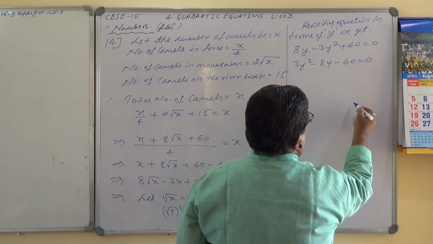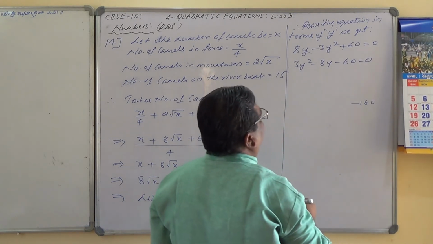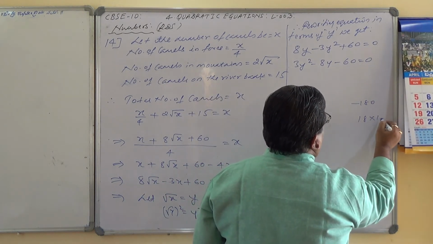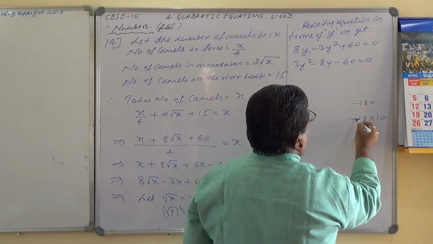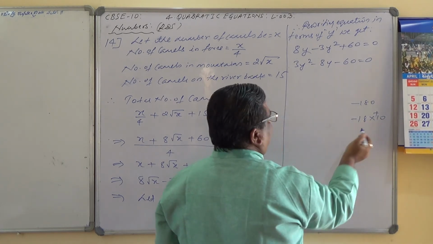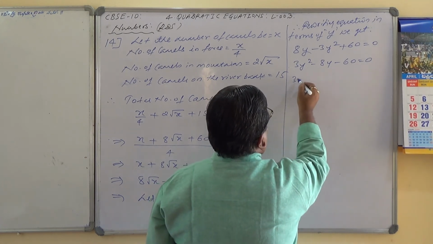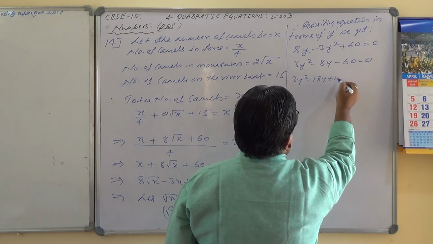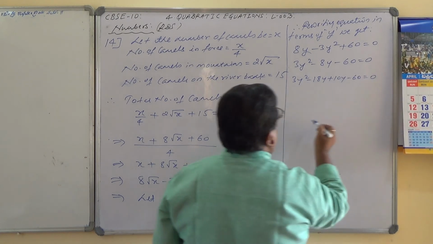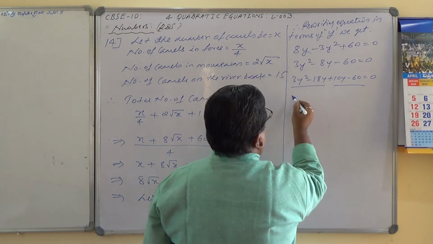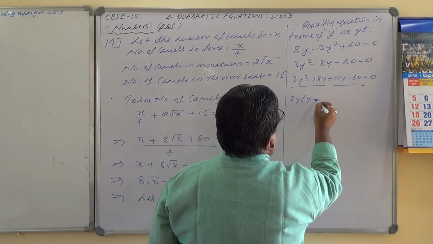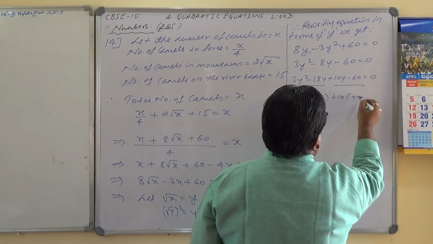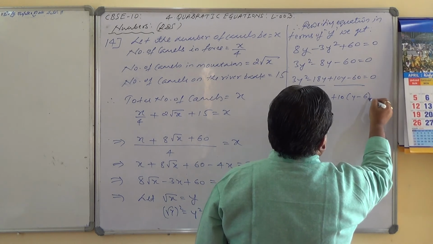3 into minus 60 is minus 180, I require, and 8 I require here. So 18 into 10, minus 18 plus 10 is minus 8, possible. Therefore 3y square minus 18y plus 10y minus 60 equals 0. Common out of these two, 3y, y minus 6, plus 10, y minus 6 equals 0.